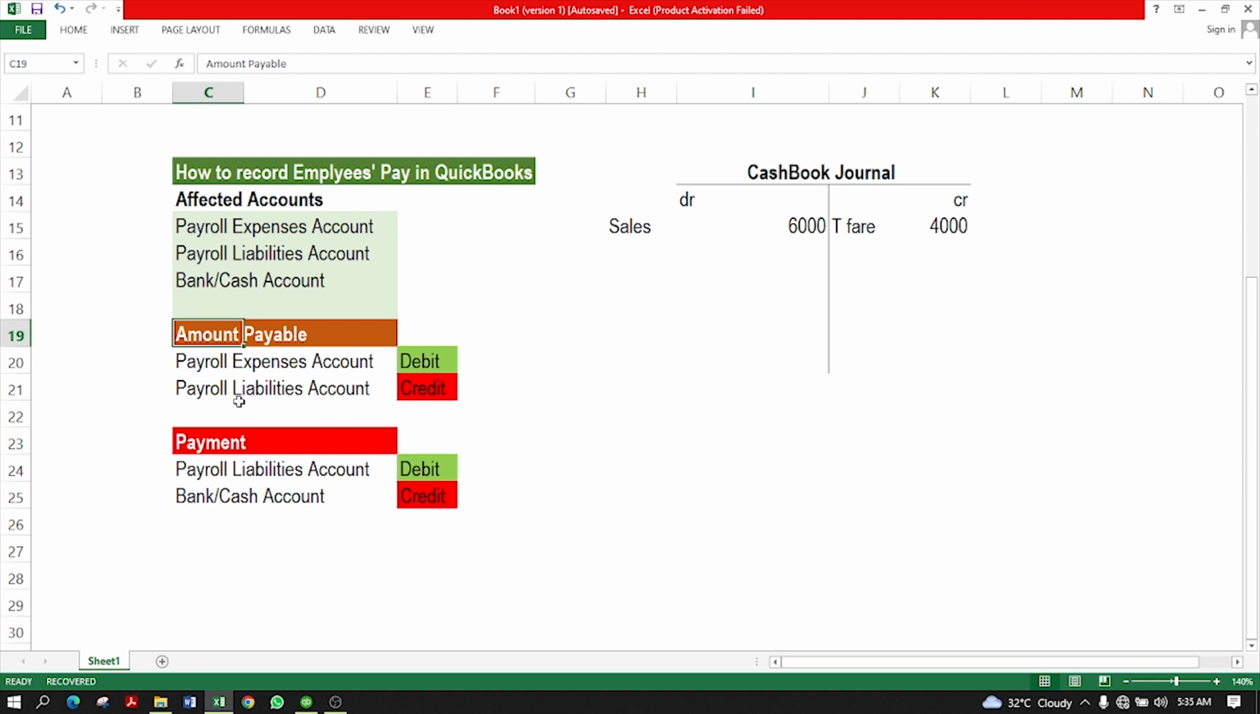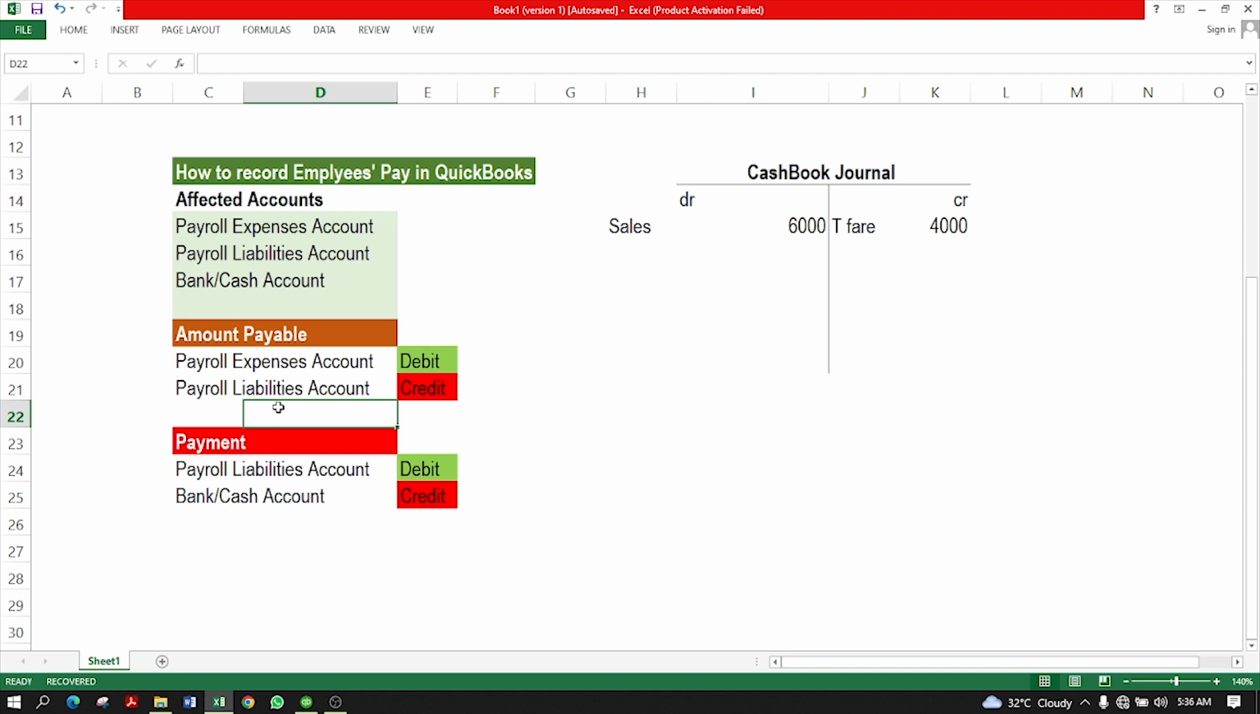But what organizations do is capture all their payments to know how much exactly they are paying their employees. Once they know, they can make the payment to those who are eligible at that particular period of time. So we are going to establish how much is payable before we make the payment. How do we do that? We debit the payroll expense account, and we credit the payroll liabilities account.